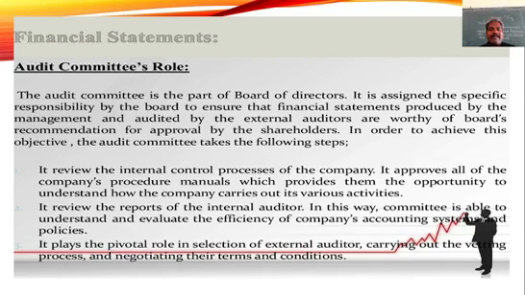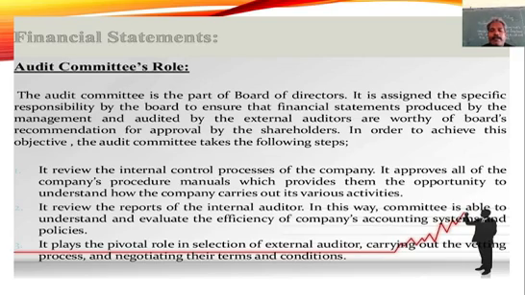The final category is the audit report. So, what is the audit committee's role? The audit committee is part of the board of directors. It is assigned a specific responsibility by the board to ensure that financial statements prepared by the management and audited by the external auditors are worthy of the board's recommendation for approval by the shareholders. In order to achieve this objective, the audit committee takes the following steps.